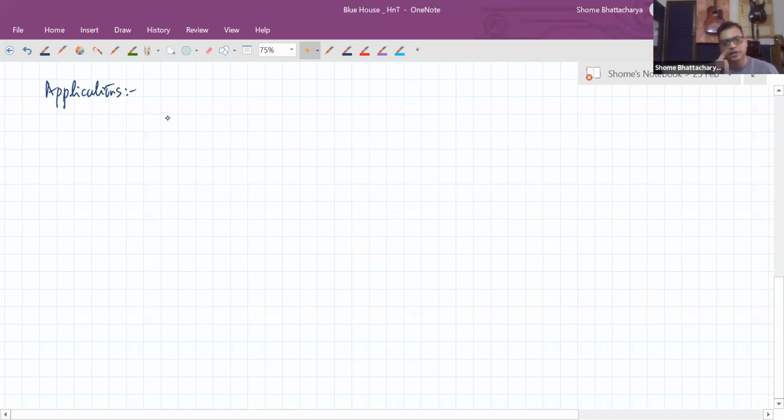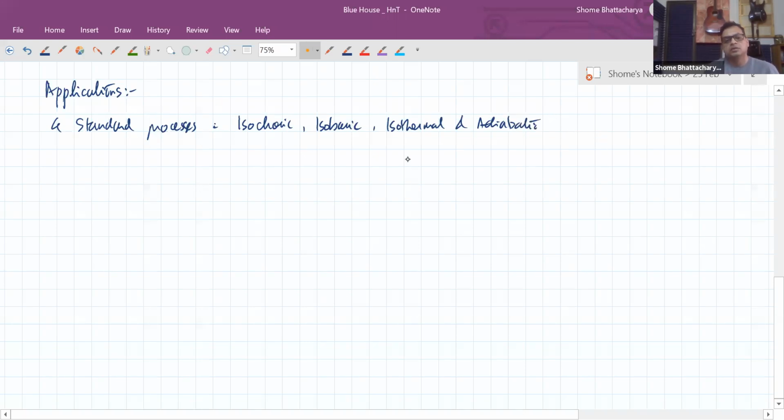In the applications, we will look at the four standard processes. That is isochoric, isobaric, isothermal, and adiabatic. We'll look at these in detail and develop equations and formulae for each of these.